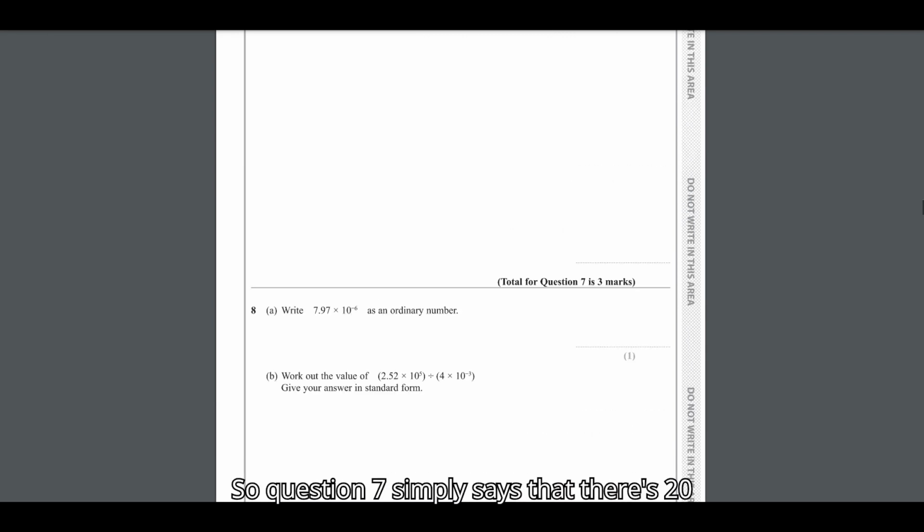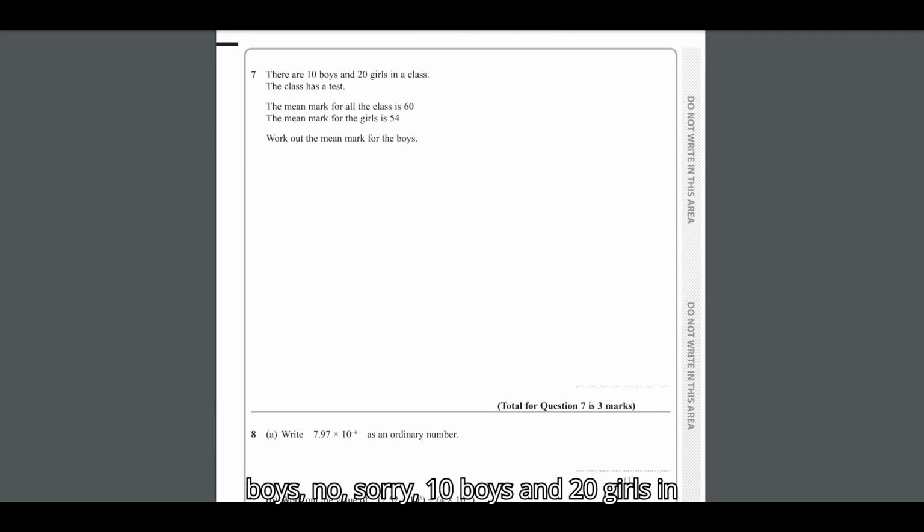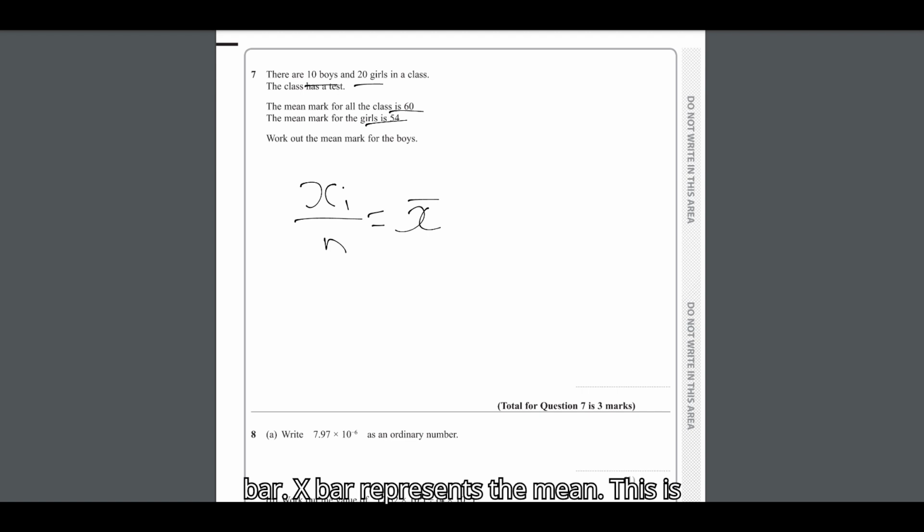So question 7 simply says that there's 10 boys and 20 girls in the class. The mean mark for the class is 60, whilst the mean mark for the girls is 54. Work out the mean mark for the boys. So we're firstly given the mean mark for the class. The formula for the mean, you also have to know, is the sum of all x values, I call that xi, over the number of values is equal to x bar. X bar represents the mean.